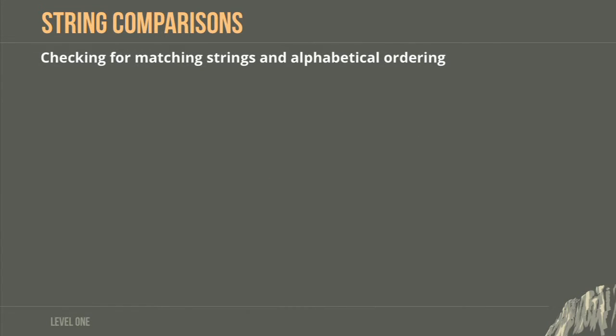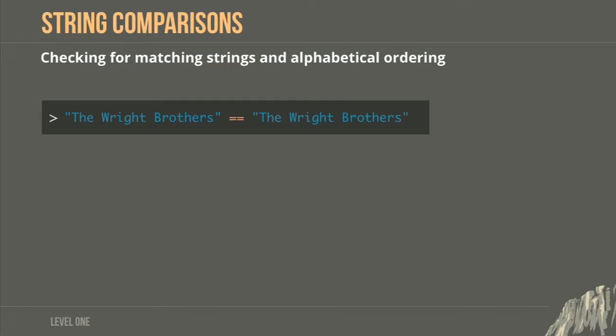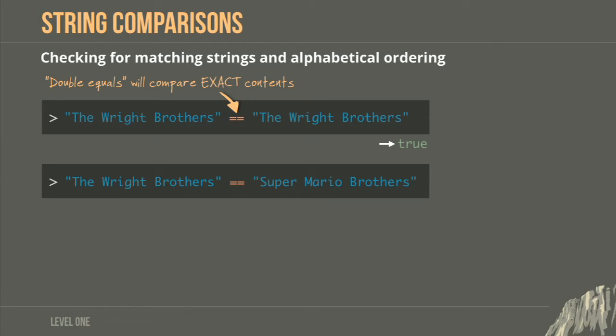Sometimes we'd like to compare strings for alphabetical ordering or for matching strings. JavaScript allows us to compare strings with specific comparators. We can use the double equal sign to compare "the Wright brothers" with "the Wright brothers," which returns a truth value because those strings are exactly the same. We can see that if we use double equal on "the Wright brothers" and "Super Mario Brothers," we would get a false value because those strings are not at all the same.